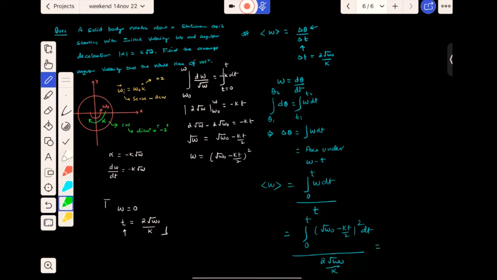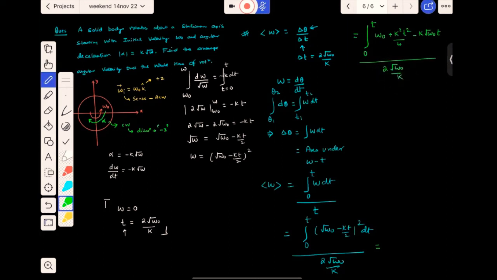Either you can use integration by substitution if you remember, or if you don't want to go there, you just square it up. It will become omega naught plus k square t square by 4 minus of kt root omega naught. And that is something very easy to integrate also now. Maybe I'll write down here 0 to t, omega naught, which is constant, plus k square t square by 4, and then minus of k root omega naught into t by 2 root omega naught by k.